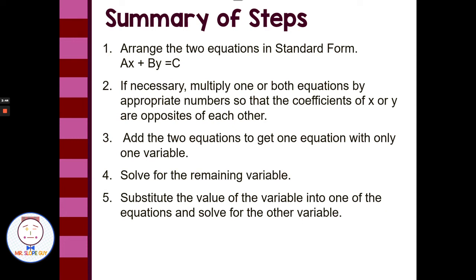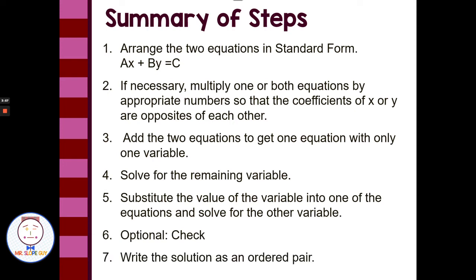Step 5, we can use substituting the value of the variable into one of the equations to solve for the other variable. Use the substitution, basically go back, get the other variable. And we can always check, make sure our point works in both equations. And we always want to write our solution as an ordered pair.